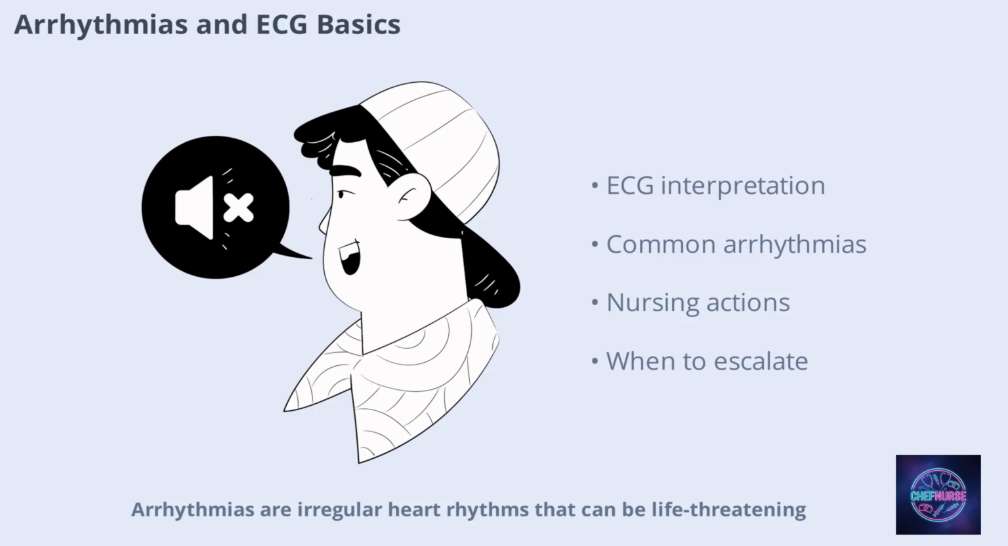Arrhythmias are irregular heart rhythms that can be life-threatening. For the NCLEX, you should be able to identify common arrhythmias on an ECG strip, such as atrial fibrillation, ventricular tachycardia, and bradycardia. Know the nursing interventions for each, including medication administration and when to notify the healthcare provider. Understanding the basics of ECG interpretation is a valuable skill for both the exam and clinical practice.